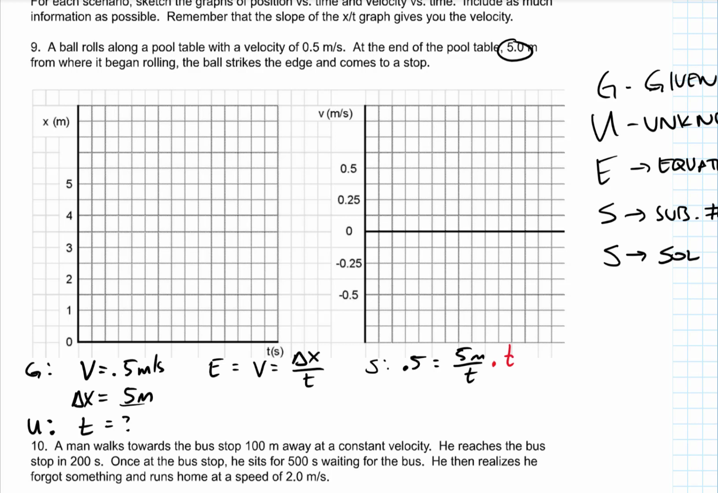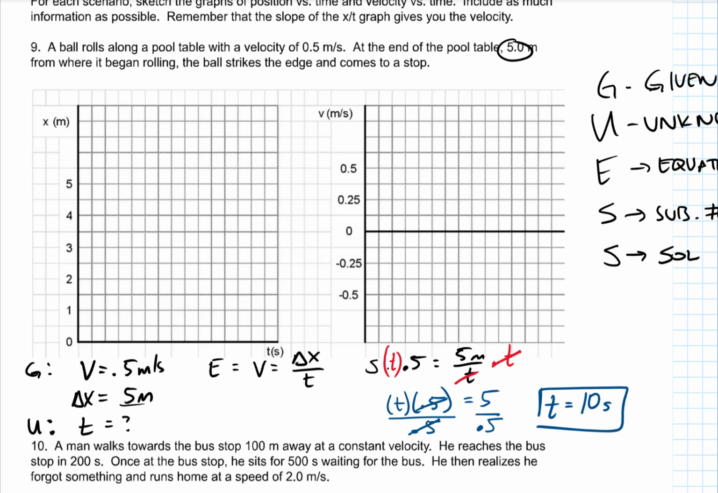So we're going to multiply both sides of this equation by t. That makes these t's cross out. So we have t times 0.5 is equal to 5. If I want to solve for t, it needs to be by itself. In order to do that, I'm going to divide both sides by 0.5. So that goes away. And my time here comes out to be 10 seconds. So what that tells me is that after 10 seconds, we go from 0 meters to 5 meters.